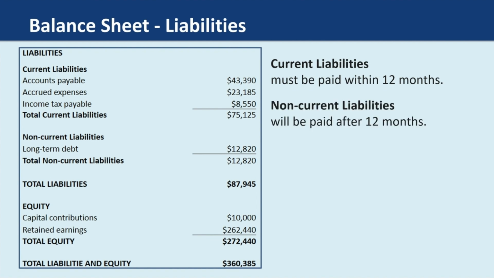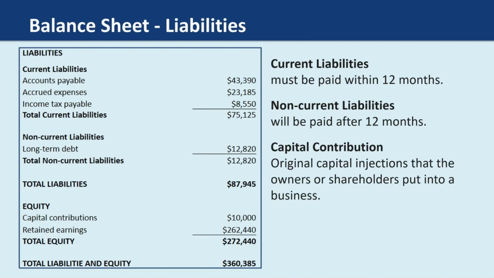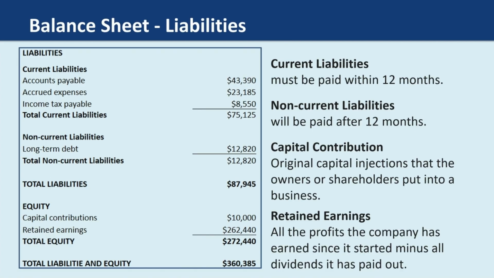Non-current liabilities are the liabilities that will be paid after 12 months. For example, long-term debt, deferred tax liabilities. Equity is what the company owes to the stakeholders of the company. In this example, we have capital contribution and retained earnings.